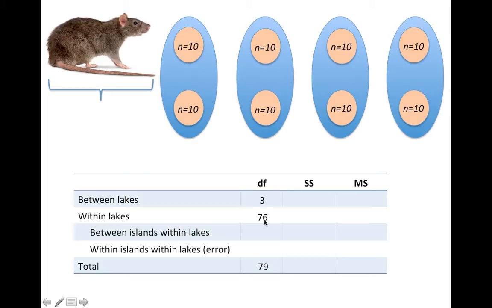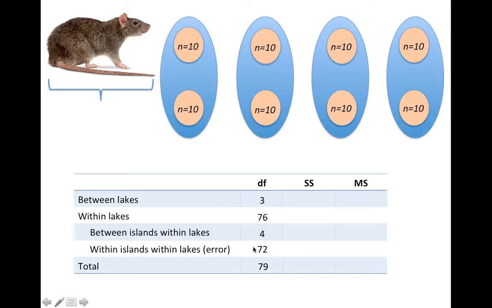But what are they? First, look at the between islands within lakes. In one lake, we have 2 islands. That is 1 degree of freedom. And we have 4 lakes. So that is 1 times 4, which gives us 4 degrees of freedom between islands within lakes. And as I said, the degrees of freedom have to sum up to 76. So within islands within lakes has 72 degrees of freedom.